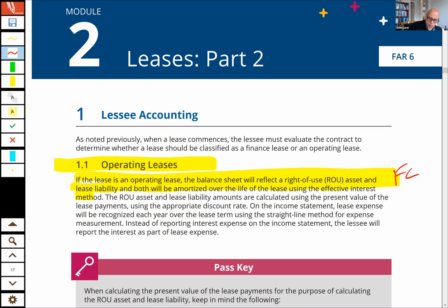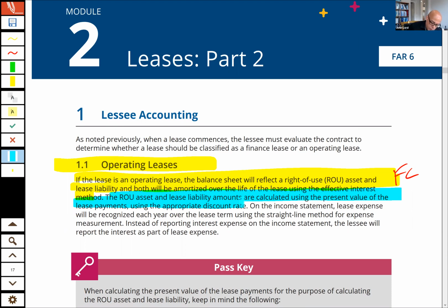Beautiful. Sometimes a first sentence in a discussion is worth flashcarding because it just comes right out and tells me everything I need to know here, okay? The right of use asset and lease liability amount are calculated using the present value of the lease payments and using the appropriate discount rate. Again, we talked about using the rate implicit in the lease by both. Unless the rate implicit in the lease is not known by the lessee, then they'll use whatever rate they have available to them in the market, okay?